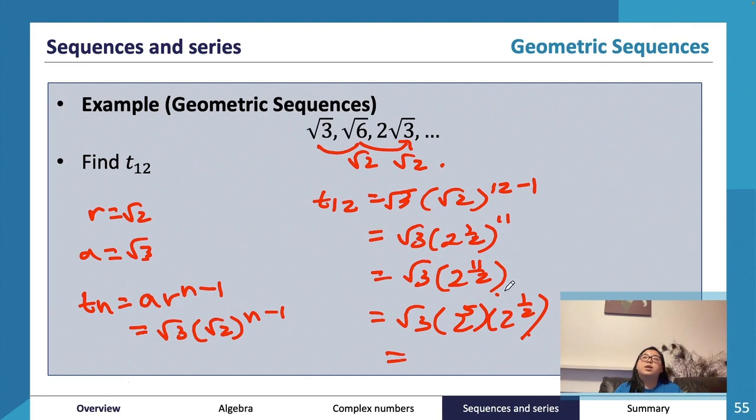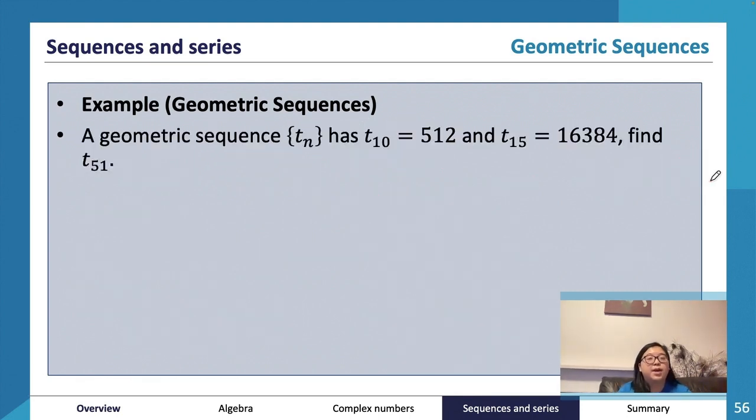So the last one will be left over, so we know that we'll have a root 6, and then 2 to the power of 5 is 32. So essentially we can write T12 is equal to 32 root 6. Okay, cool.